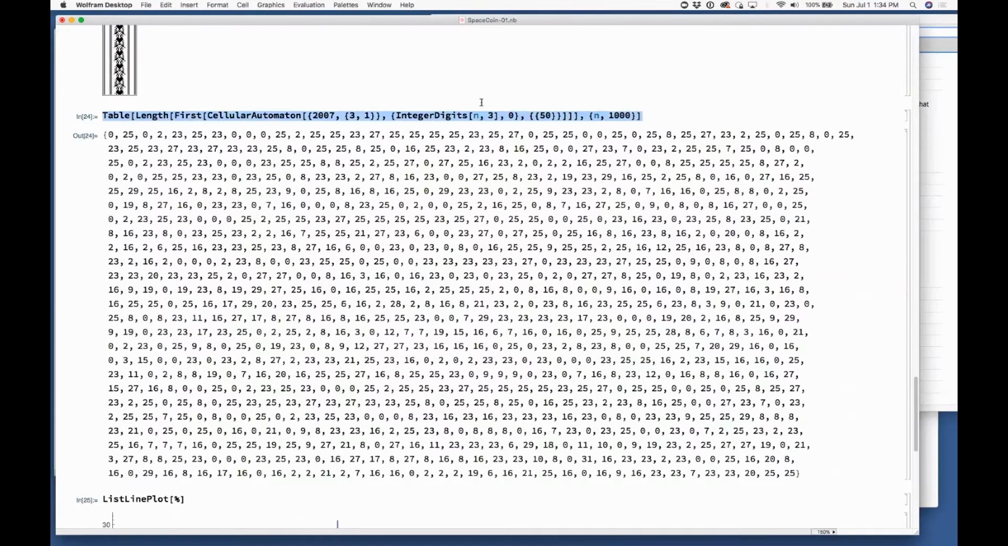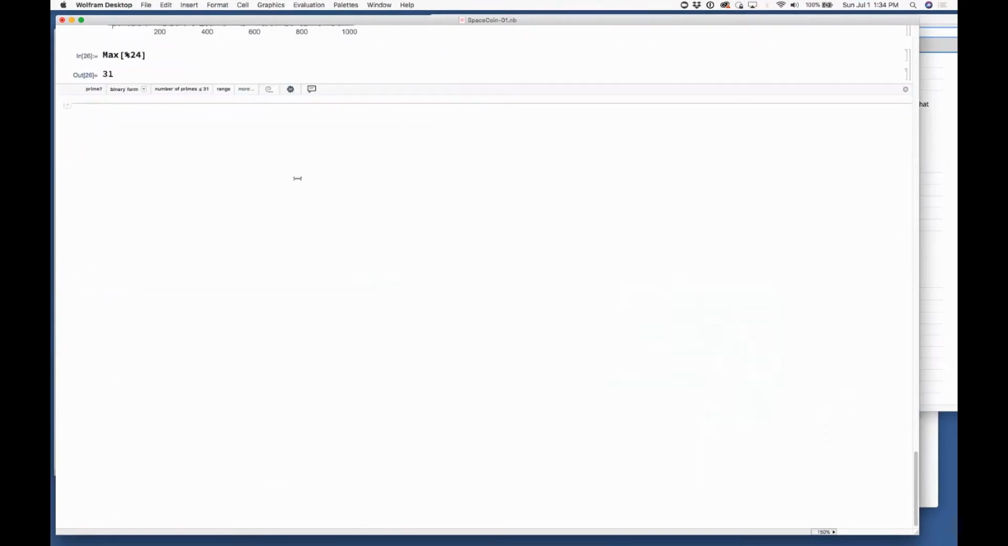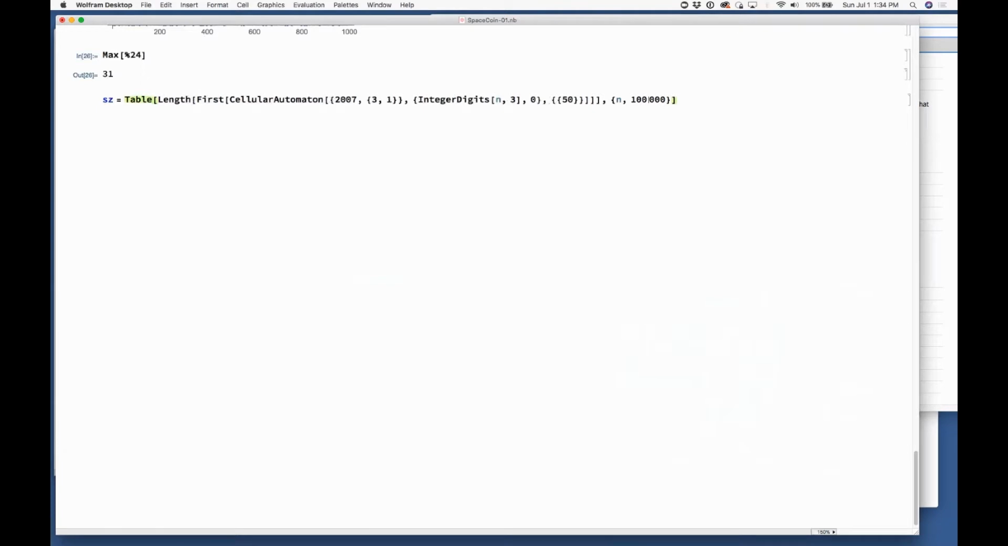Let's try running a lot larger version of this. Let's call it size, and run 100,000 of these. Then we can just say, what's the max? How long will that take? Okay, so this thing just doesn't grow.